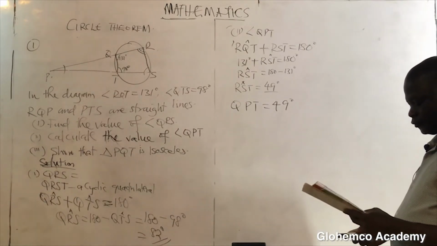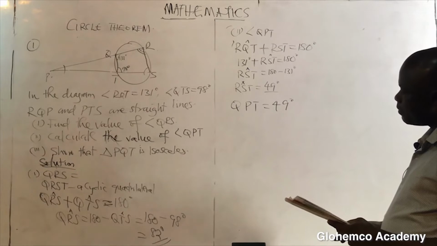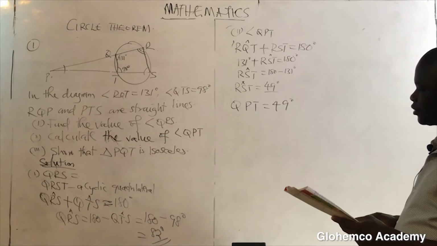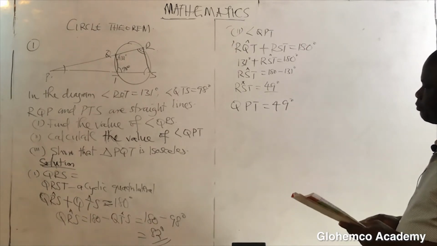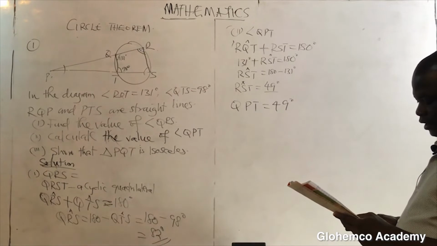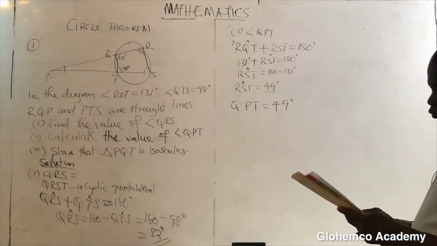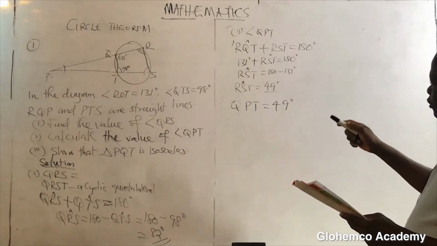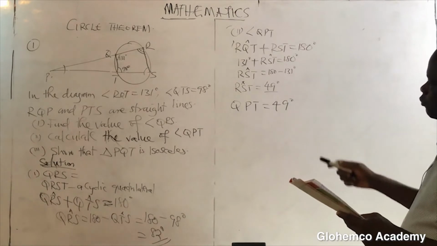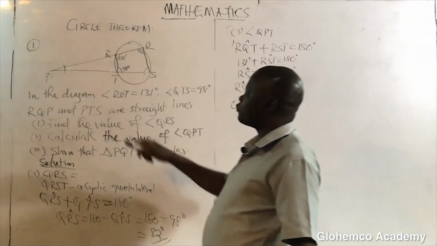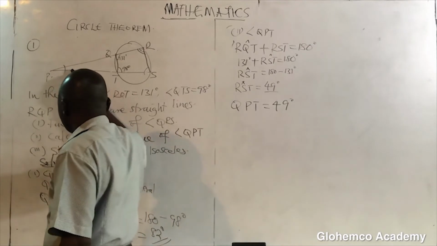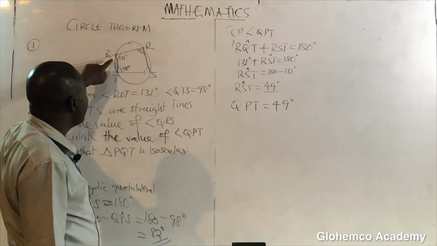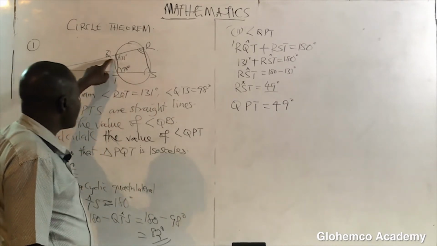What is the next question? We have to show that PQT is isosceles. PQT is an isosceles triangle. So where's our PQT now? PQT will be equal to what? 49. We said this one is 49. If you subtract 131 from 180, it will give you 49. If this is 49, this is 49.